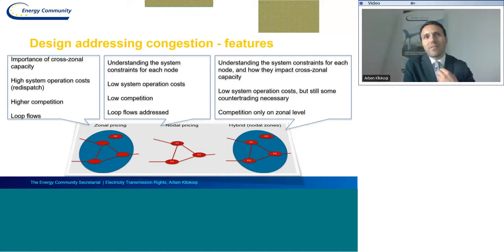This means that the TSO's costs to operate the system are lower, because the wholesale prices in each node take into account these constraints. And then also from the market point of view, you have lower competition. But you also have less or no loop flows, because they are addressed in this process where you have different prices for each node. And then in the hybrid system, basically you have a mixture of both.